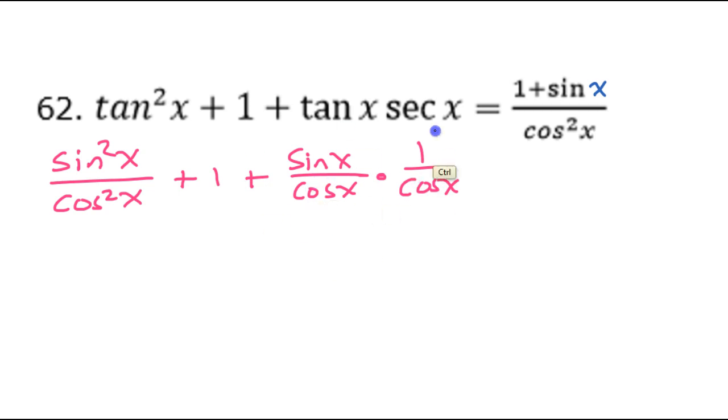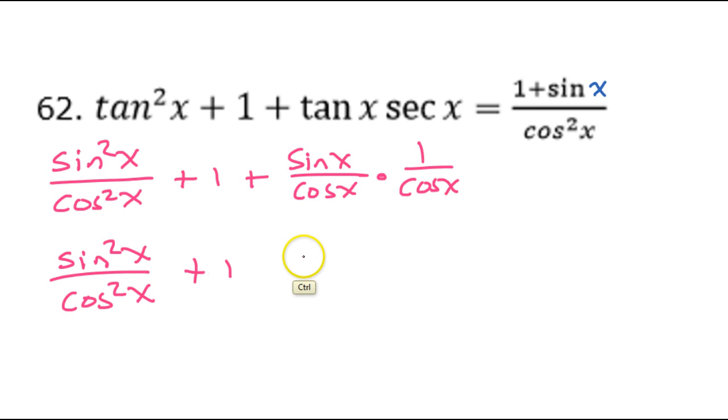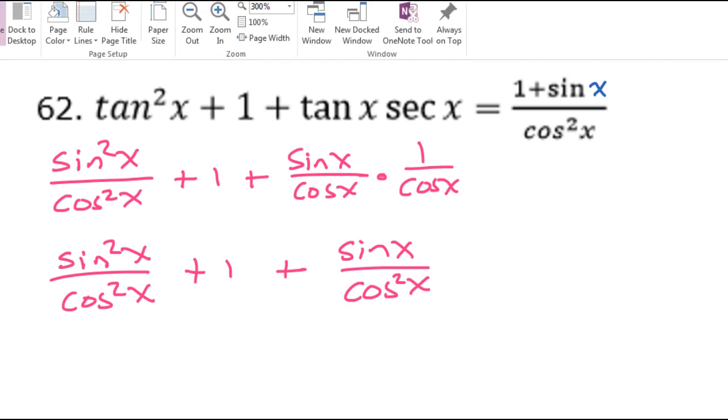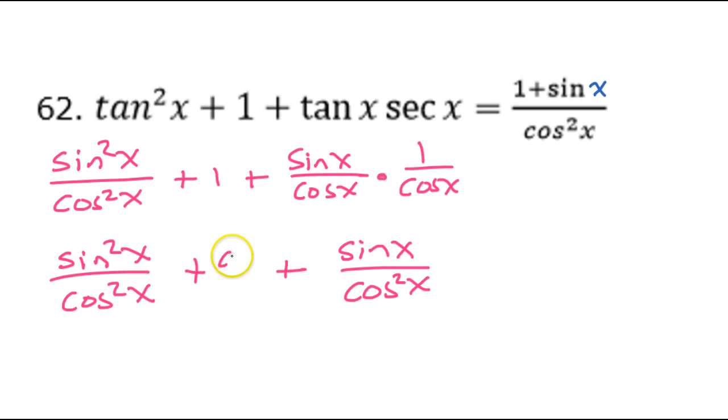Okay, so I'm seeing that I can put these two fractions together. So now I'm going to have sine squared over cosine squared plus 1 plus sine over cosine squared. All right, so I see that I have like denominators forming. I see cosine squared and cosine squared. So now would be a good time to replace 1 with cosine squared over cosine squared. So I will have like denominators. All right, I love how we can always replace 1 with anything over itself, including cosine squared over cosine squared.